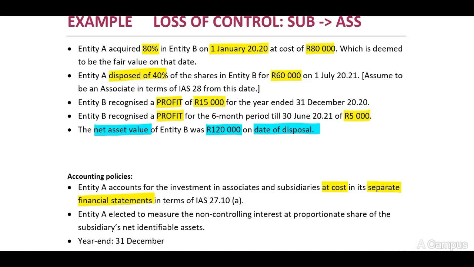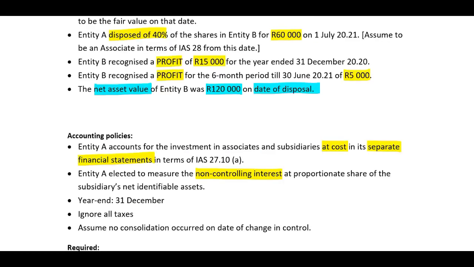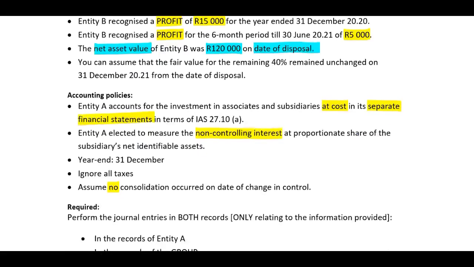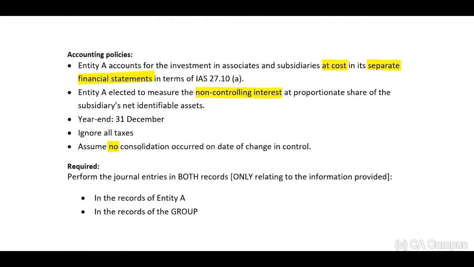Entity A elected to measure the non-controlling interest at proportionate share of the subsidiary's net identifiable assets. Then, year-end 31 December, ignore all taxes, assume no consolidation occurred on date of change in control. Required: perform the journal entries in both records only relating to the information provided.